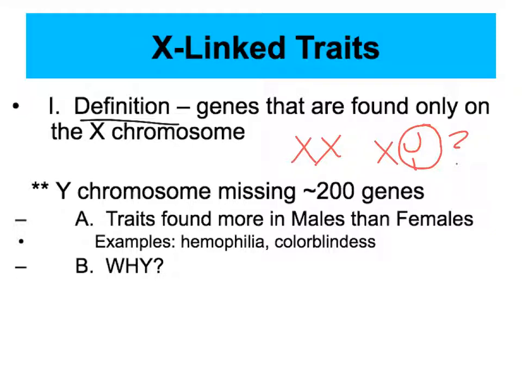That means that traits that are found only on the X chromosome tend to be found more in males than in females. Some examples that we'll be looking at shortly and practicing in class would be diseases or disorders like hemophilia and color blindness. In the next couple of slides, I'll show you why these traits are in fact found more often in males than females.